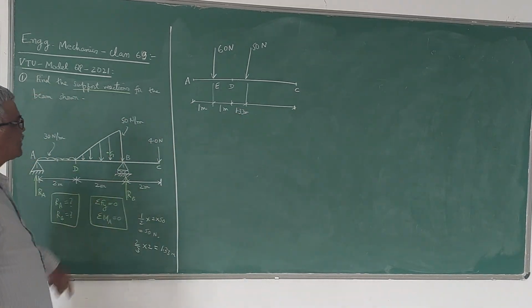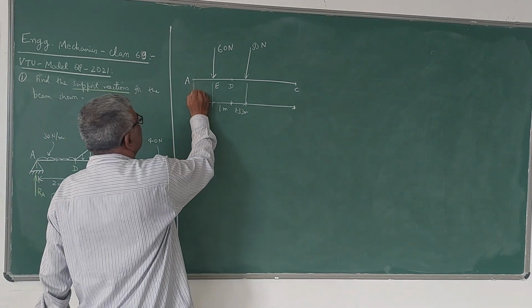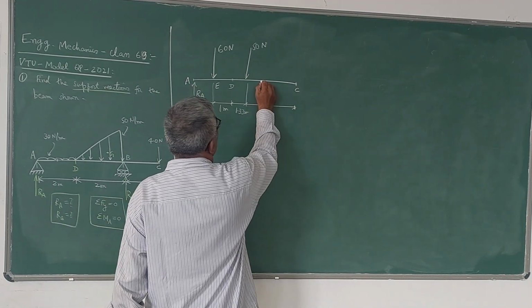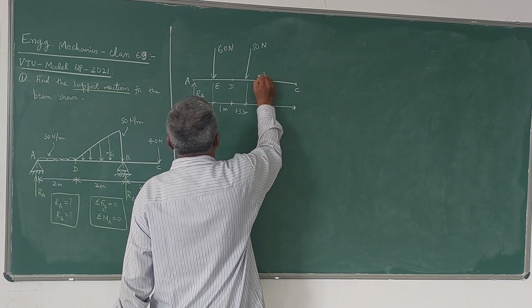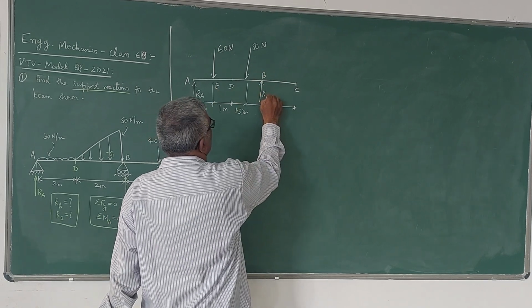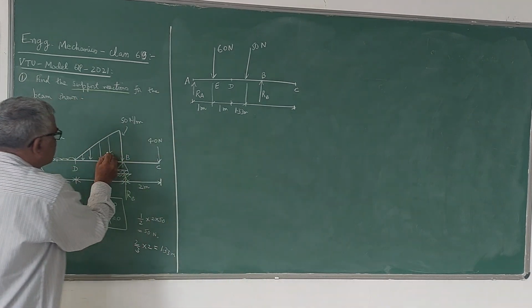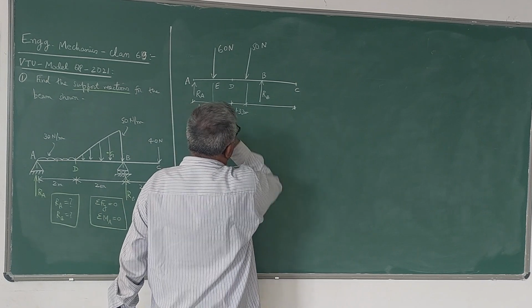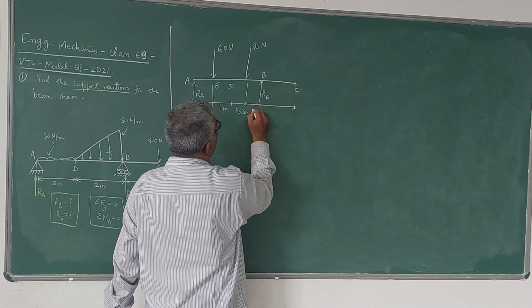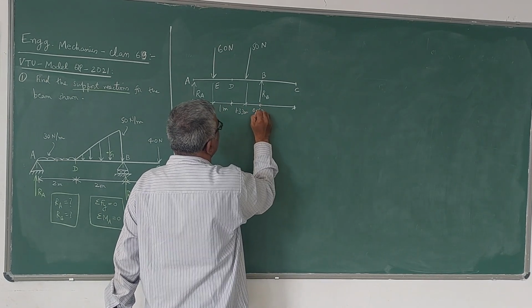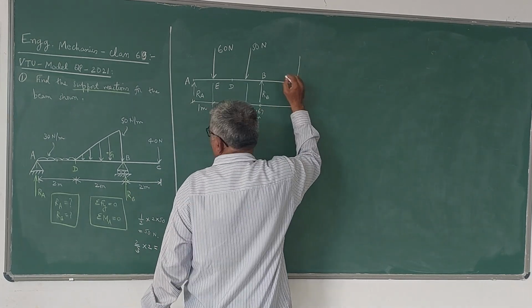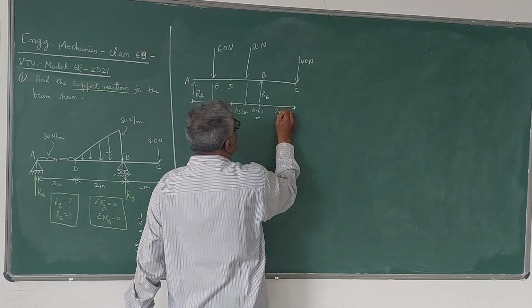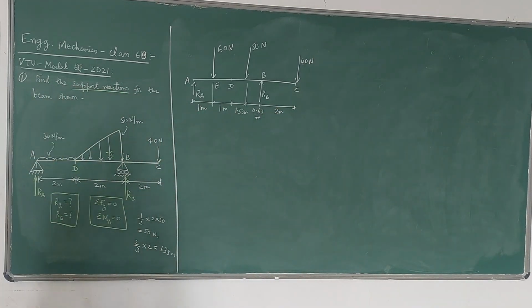Then we have the reaction at A here, and the reaction at B will be here. You can see that this distance will be 1/3 of 2 meters, that is 0.67 meters. And of course, at C a load of 40 Newton is given. This distance is 2 meters. So this is the free body diagram of the beam.